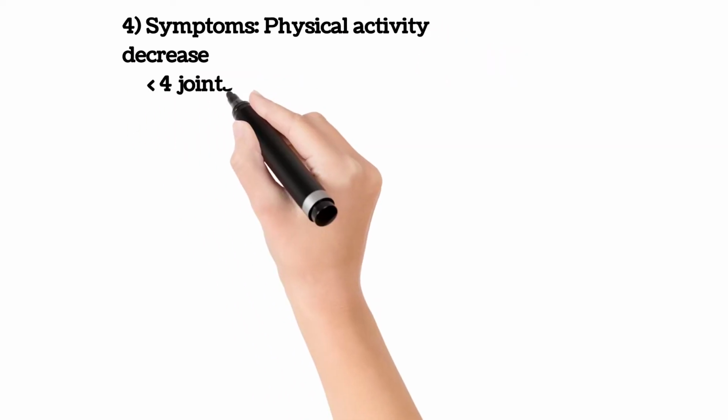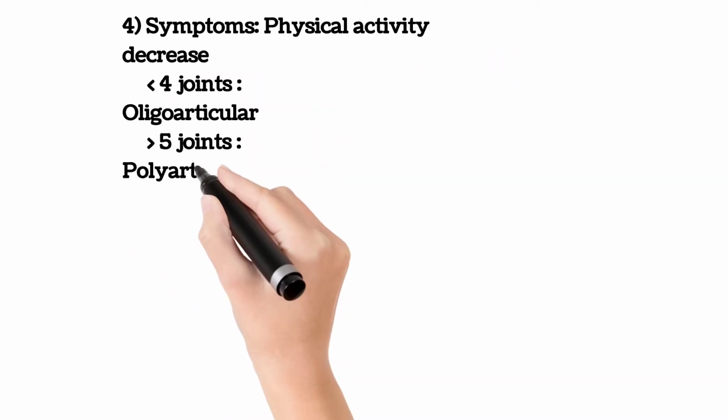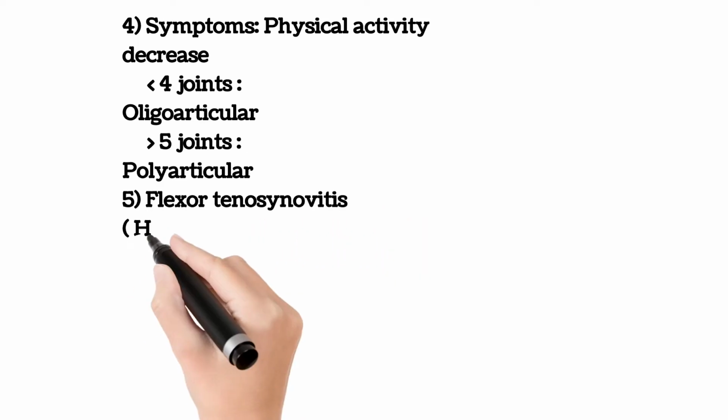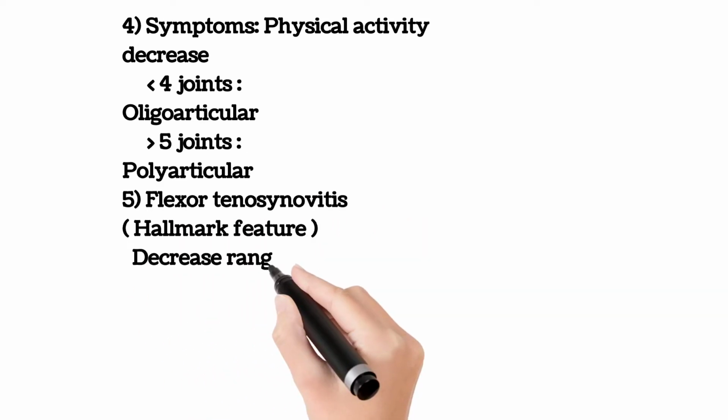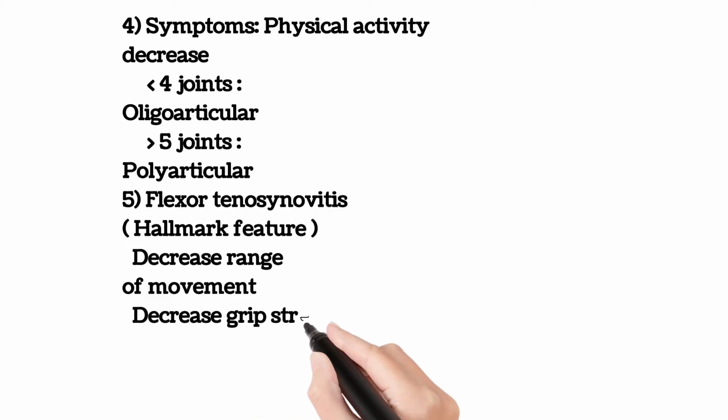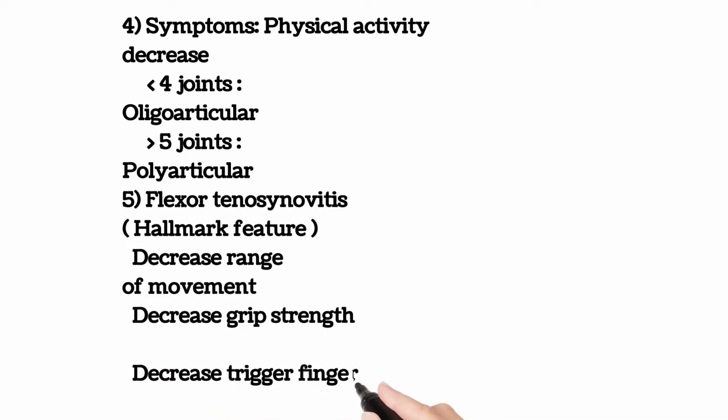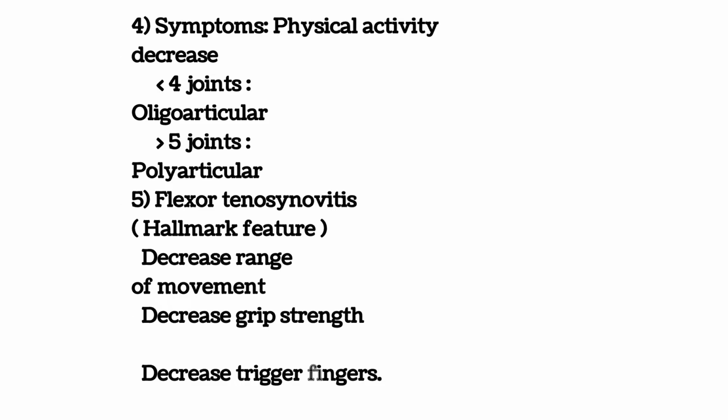So this is the presentation of the patient. Now coming to the symptoms: physical activity decreases. If fewer than 4 joints are involved, it is oligoarticular. If more than 5 joints are involved, it is polyarticular. Flexor tenosynovitis is present, which is a hallmark feature, so movement will decrease. There is a decreased range of movement, decreased grip strength, and trigger fingers are present in rheumatoid arthritis. So these are the signs and symptoms of rheumatoid arthritis.